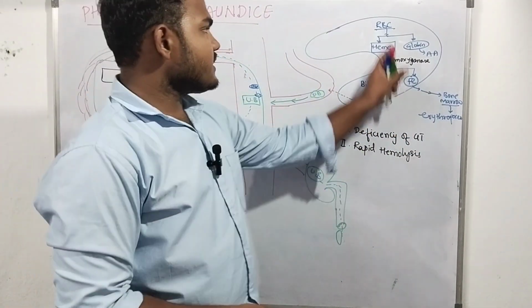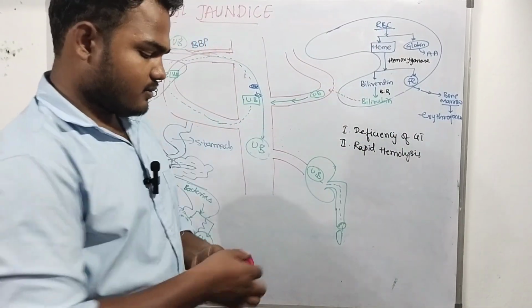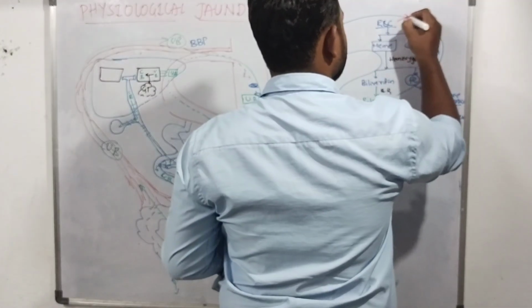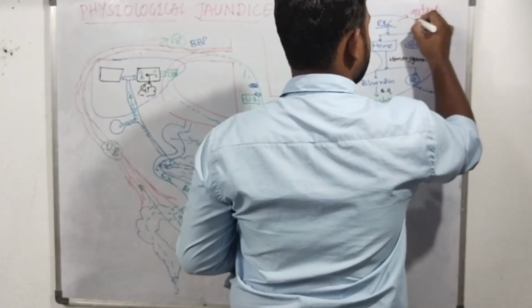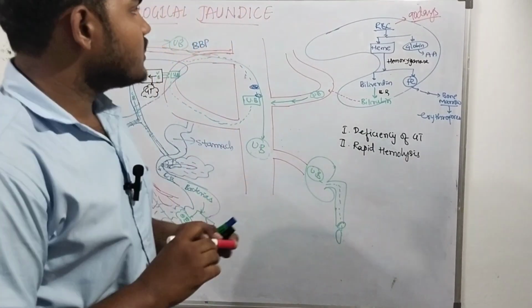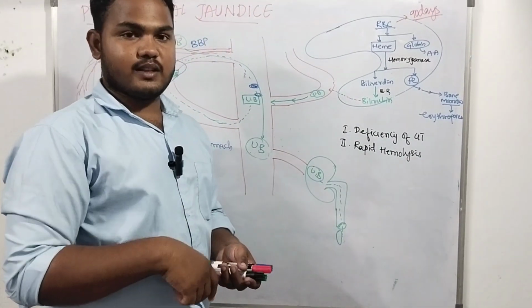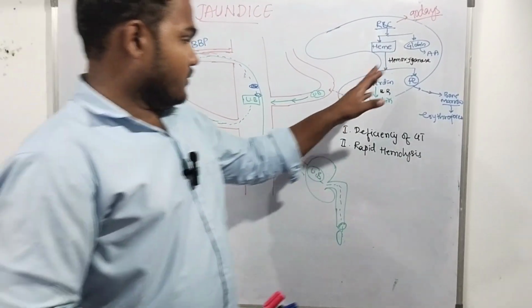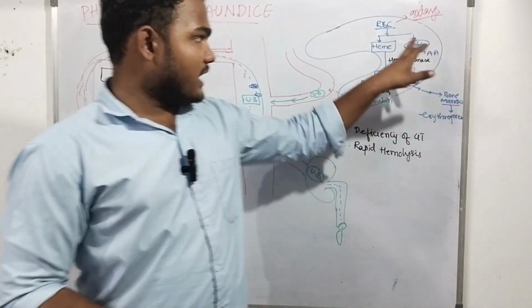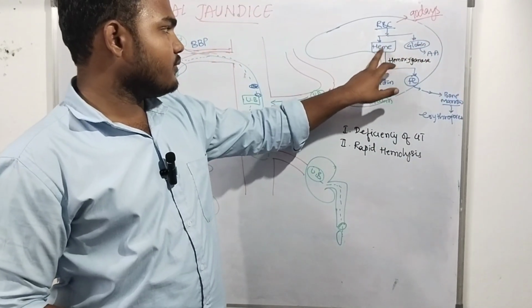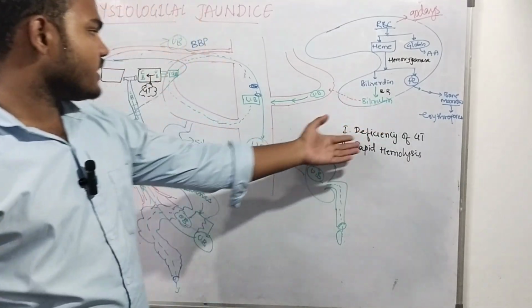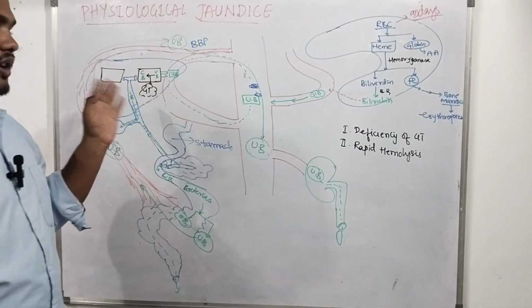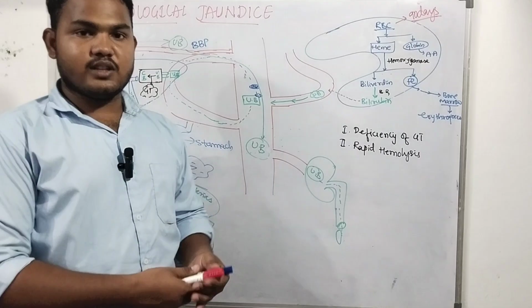Okay, here the RBC ruptures in 90 days in neonates, because the normal breakdown of RBCs is after 120 days in adults, but in neonates the breakdown of RBC is very fast. That's why there is an increased production of heme, which converts to biliverdin, and biliverdin goes to bilirubin, and excessive bilirubin is there, and the bilirubin workload is more on the liver. Okay, this is one of the causes of physiological jaundice in neonates.